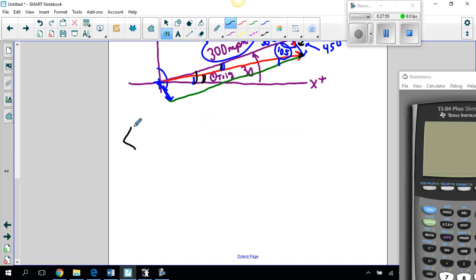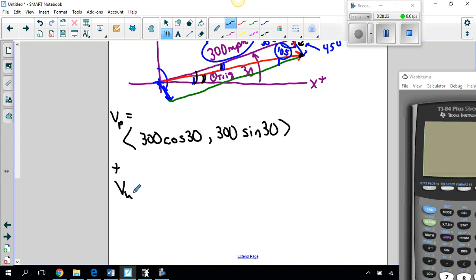let's go. V plane is the magnitude, which is 300 cosine of 30, and 300 sine 30, plus V wind, which is 25 cosine. You have to use a trig angle, and that trig angle is 135 degrees. 25 sine 135.